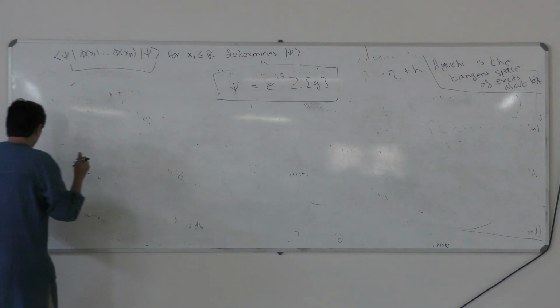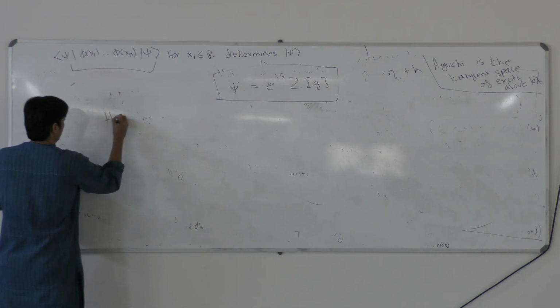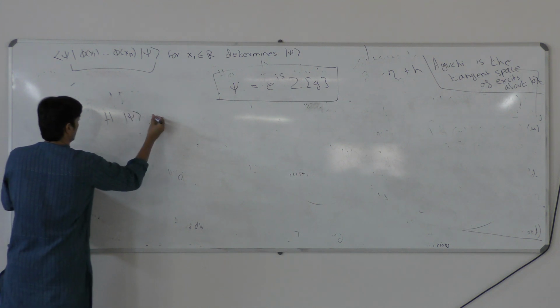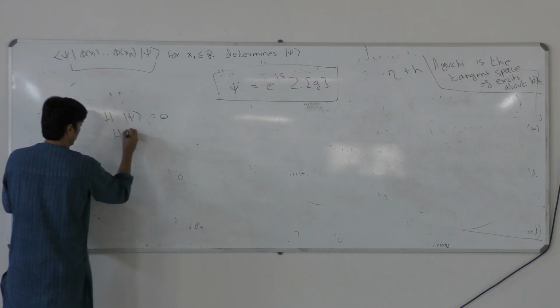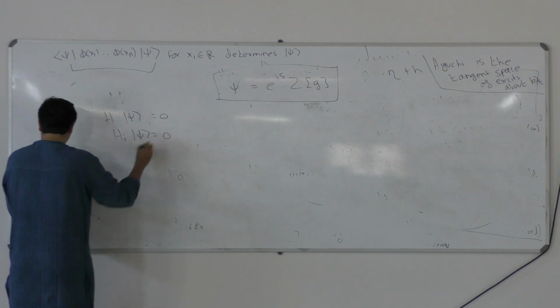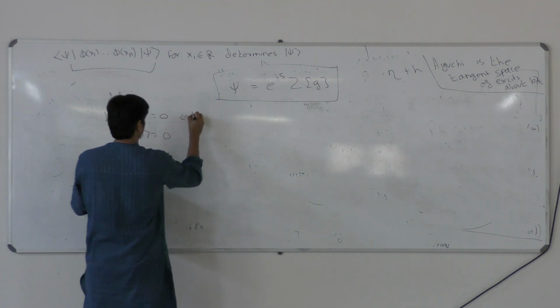Okay. The point is that all states must obey constraints, which are called the Hamiltonian and momentum constraints. And they have some form.